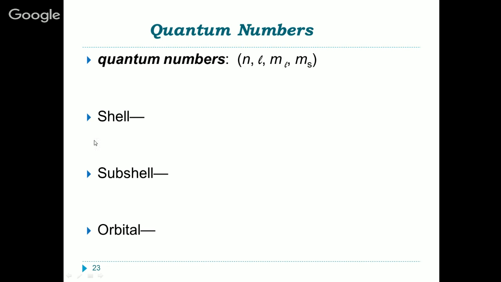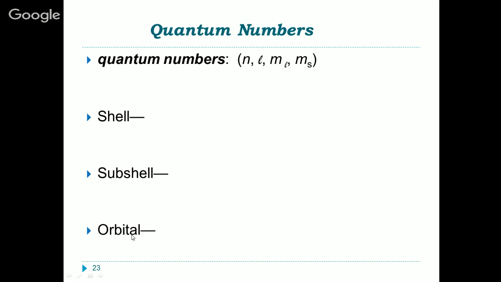So what do these designations here mean? Shell, subshell, orbital. Your shell is related to your N. Shell is your energy level or your distance away from the nucleus. Within your shell, you can have a set of subshells, which tells us our L value. Is it S orbitals? Are there S and P? Are there S, P, and D orbitals? So those are your subshells.